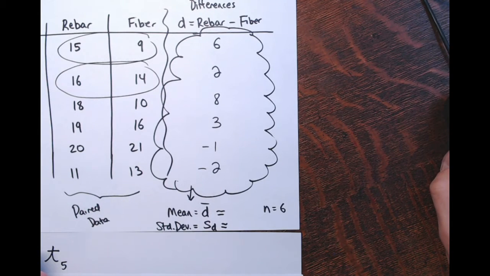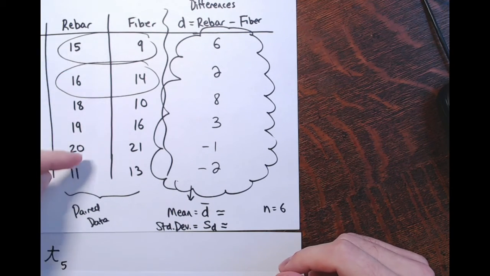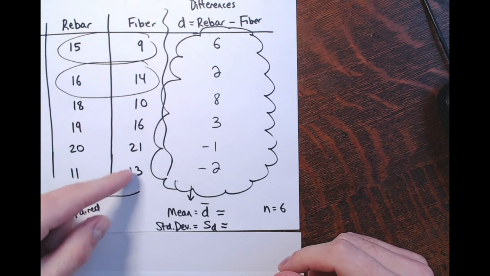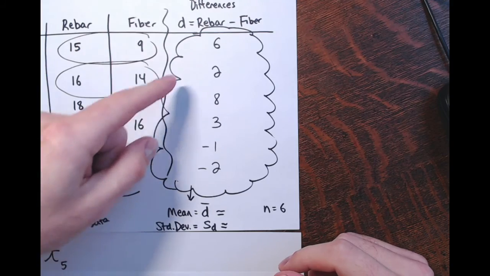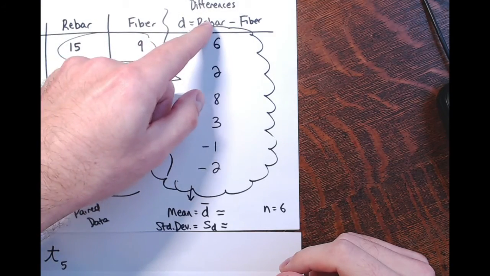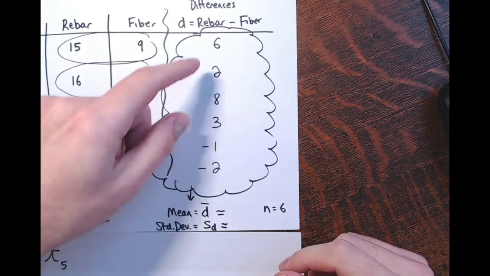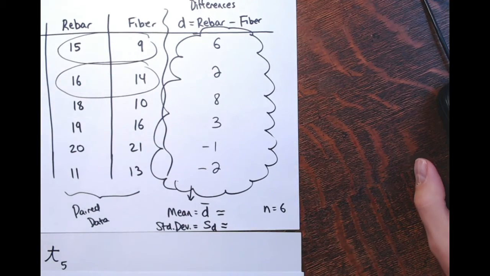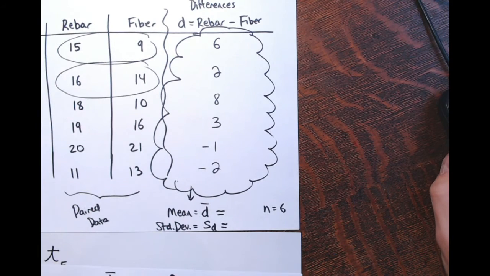So, stat, edit. Now, I'm hoping you've seen other videos of mine where you can enter the rebar list as list 1, enter the fiber list as list 2, and then go to list 3 and have it be list 1 minus list 2, and you'll get list 3 as all these differences. That'd be quicker for other problems, but I've already written all the differences down, so I'm just going to have L1 be my differences.